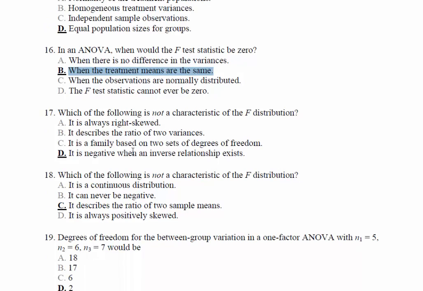Okay. Number 17. Which of the following is not a characteristic of F distribution? Be careful with this wording here. It's always right-skewed. We know that's true. It describes the ratio of two variances. We know that's true also. It's MSA over MSE. It's a family based on two sets of degrees of freedom, denominator degrees of freedom and numerator degrees of freedom. We know that's true also. It's negative when an inverse relationship exists. We know that's not true. It's never negative. Okay, so D is the correct answer.